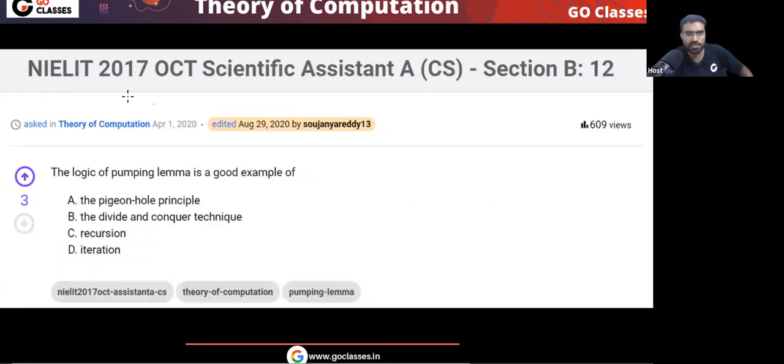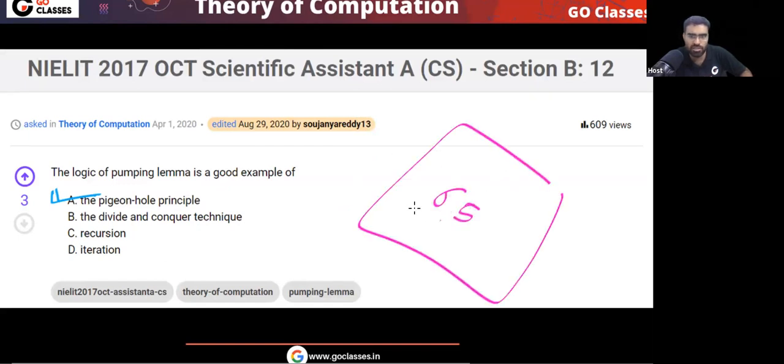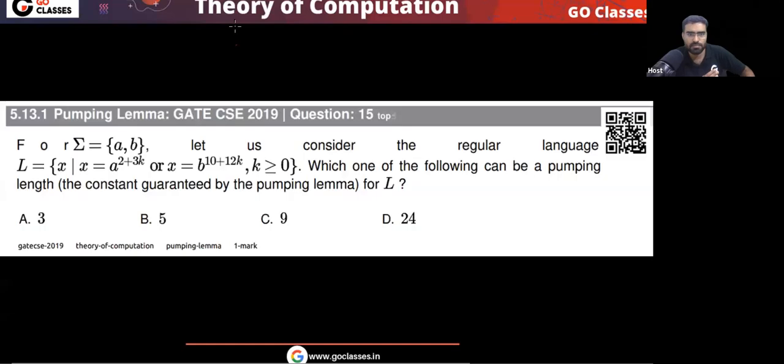Now let's see this. The same question came in NIELIT 2017, in the NIELIT exam also, the part A. That is the reason these exams are not good. They will duplicate the question. See, this type of thing will never happen in the GATE exam. The GATE exam will have 65 new questions. Okay, so anyway, let's move on now.